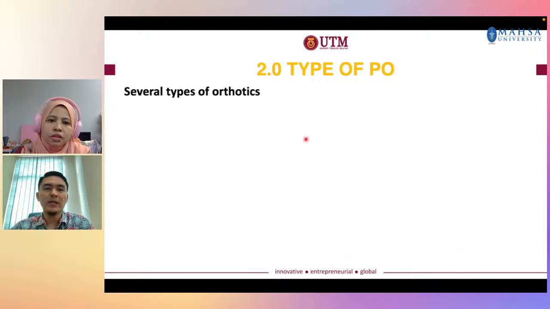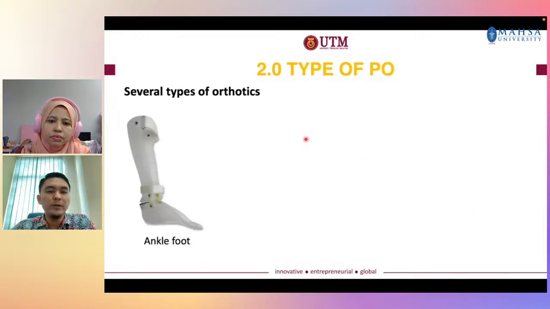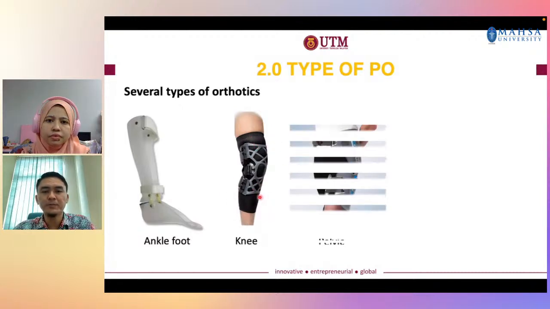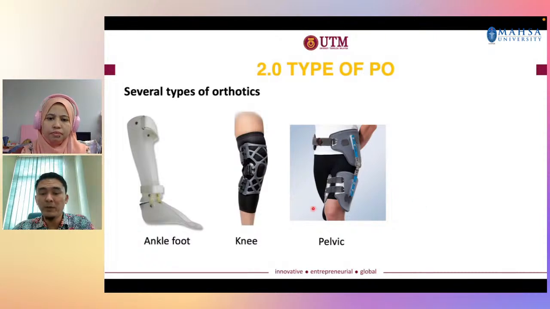And then several types of orthotics. This one is for the ankle foot. You can see there is a region that covers the tibia bone and also the ankle foot region. And then this is the knee joint, where we cover the knee joint, including the femur and also the tibia part. And then there is the example of the pelvic, where these orthotics or braces cover the pelvic region, and sometimes it is also useful for hip support. If the patient has a hip surgery or hip problem, they have to get this brace.